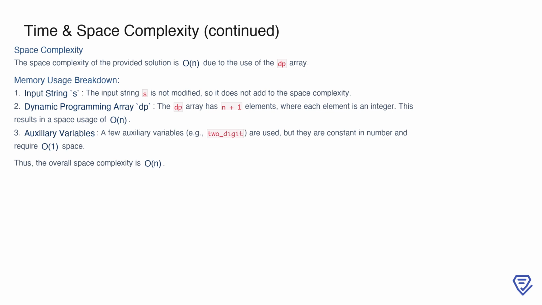Additionally, we use a few auxiliary variables, such as to_digit, to store temporary values during computation, but these are constant in number and require O(1) space. Therefore, the overall space complexity is determined by the dp array and is O(n).